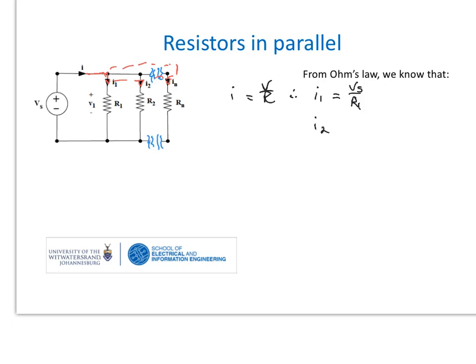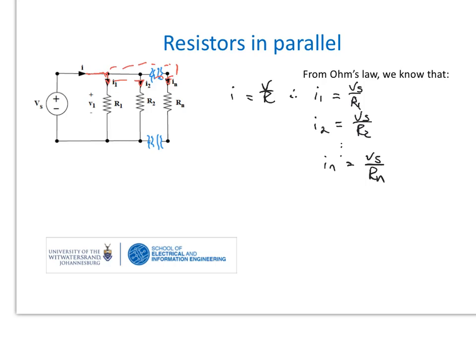So I2 is equal to Vs over R2, because remember we said because these elements are all in parallel with the voltage source, the voltage across each resistor is Vs, and so on for an infinite number of resistors in parallel up to In, which is equal to Vs over Rn.